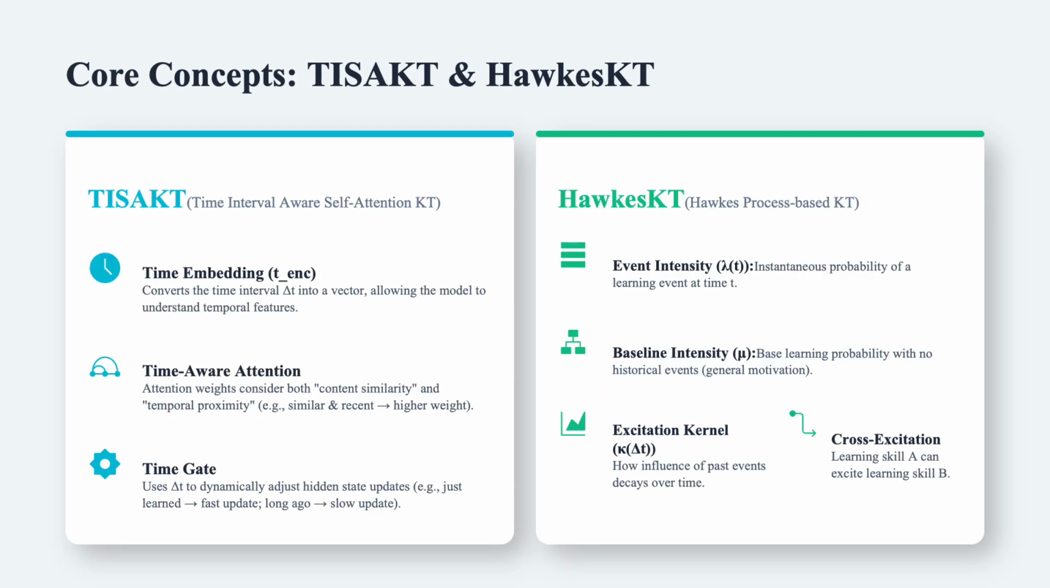Let's break down the core concepts. TISAKT enhances the attention mechanism by embedding time intervals into vectors and using them to compute attention weights and control state updates. It's a way to make attention time-aware. HawkesKT takes a different approach, using a mathematical framework called a point process. It models the intensity of learning at any given moment, which is influenced by a baseline level of motivation and the decaying influence of past events. Crucially, it can model cross-excitation, where learning one skill makes learning another more likely.